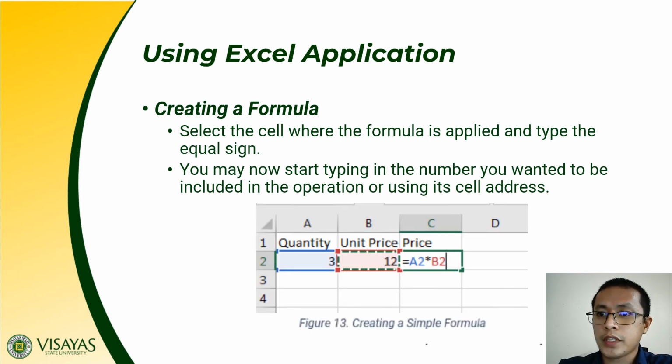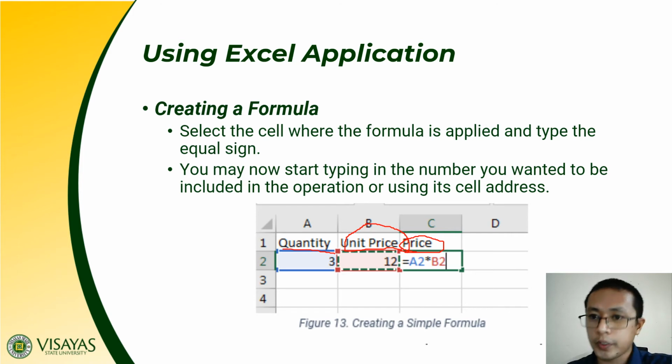So for example, here we are going to create a formula to compute for the price of a given product. To compute for the price, we need to multiply its quantity with its corresponding unit price. Say for example, a quantity of 3 and a unit price of 12.